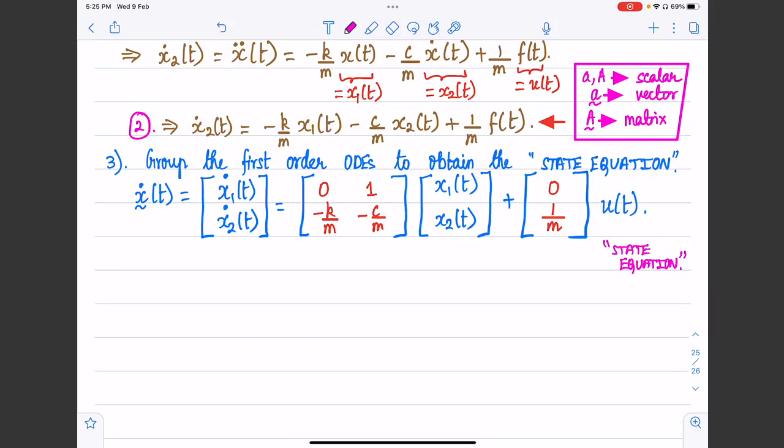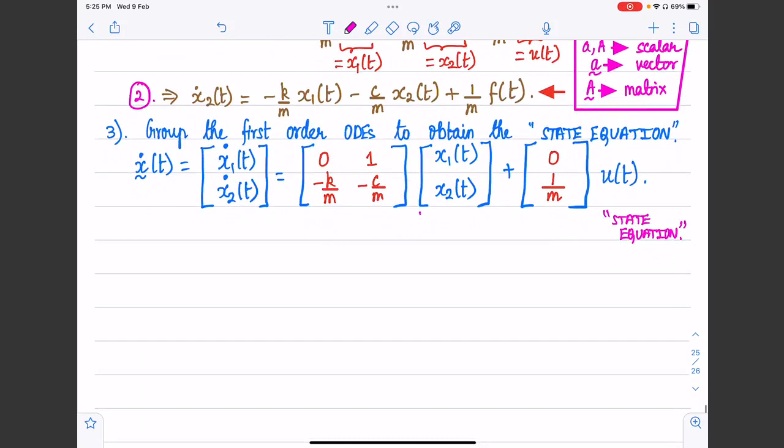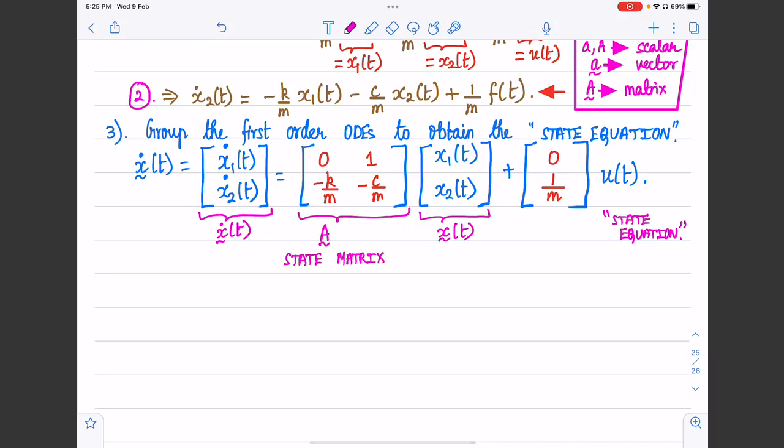Okay, so if we look at this equation, this column vector x1, x2 is the state vector x. This vector is x dot. This is u. This 2 by 2 matrix is what is called the state matrix. In general, it's an n by n matrix. Its size or dimension is n, so it has n rows and n columns. In this example, n was 2, so that's why we have a 2 by 2 matrix.